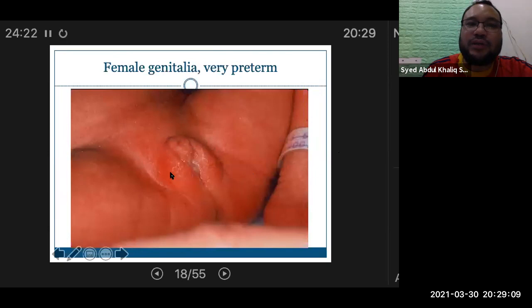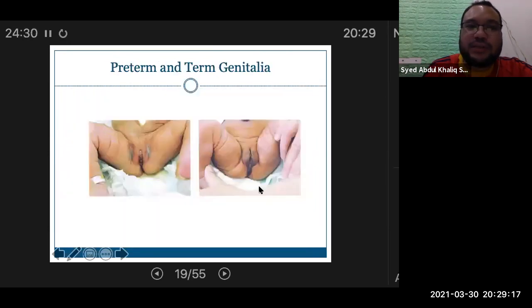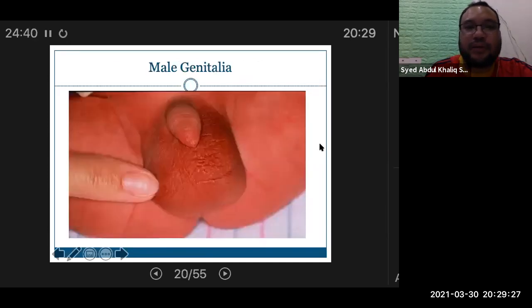As I told you, the labia majora is very small. You can see the labia minora. The clitoris also looks big. So you can compare. See, preterm and term. With the term baby, the labia majora is big. In preterm baby, the minora is big. This is term baby. You can see scrotum. Scrotum, there's lots of rugae, and the testis is well descended.